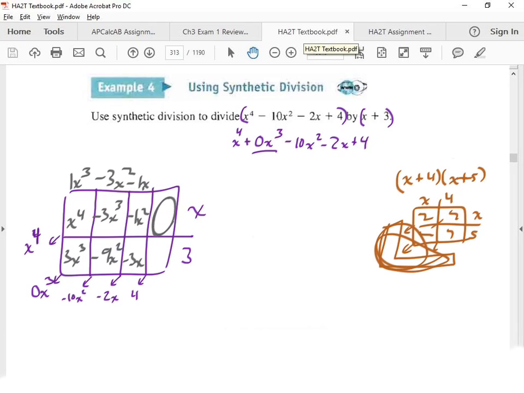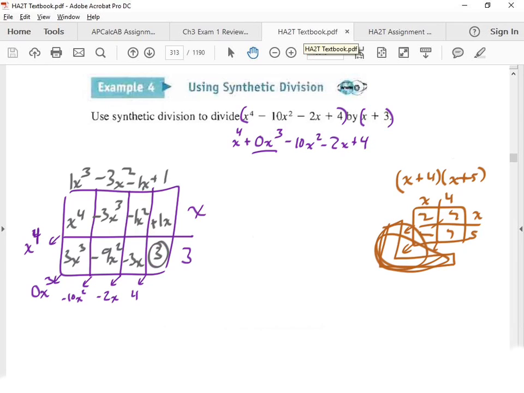Now in order to find this next one, I have to figure out what adds to this to give me negative 2x. Well, what adds to negative 3x to give me negative 2x? Negative 1? Is that right? No, it has to be positive, right? So we got positive 1x, so that means this number would have to be 1, because 1 times x is 1x. And then I get my last one, which is 3.